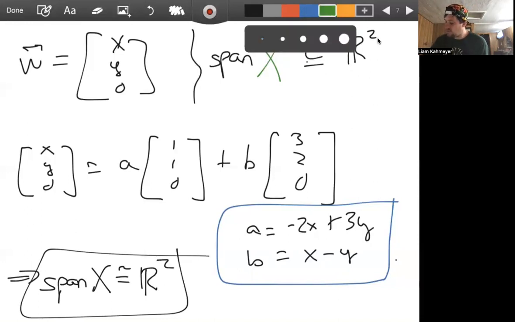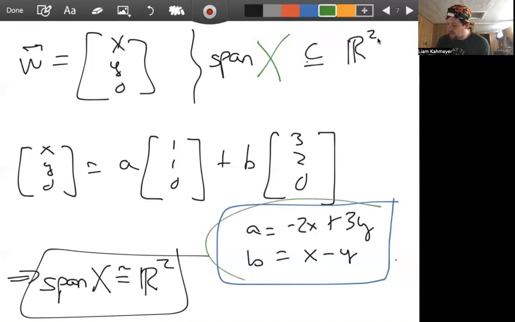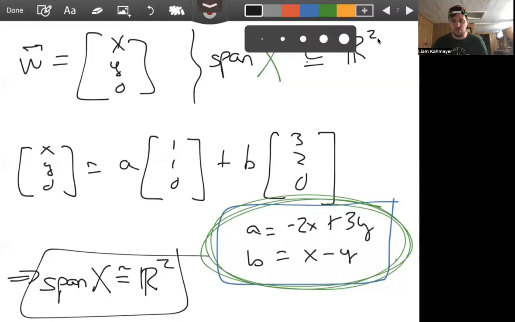You may ask, well, where did you come up with this, right? In the future, we'll see some techniques about how you can solve for the span in more complicated settings. For right now, we just want to see some examples of what it is. But in the future, we'll discuss more about where that came from.